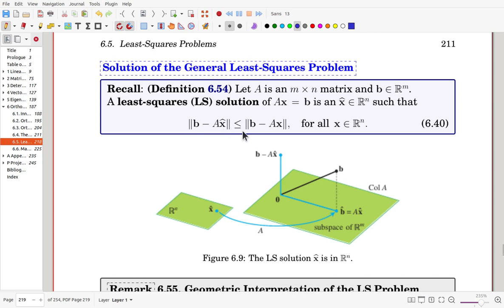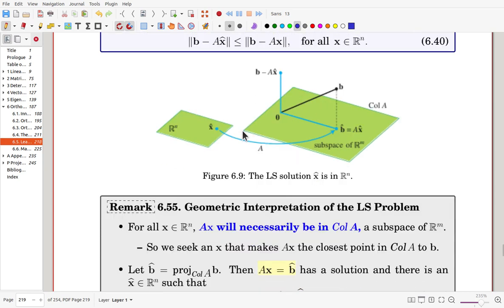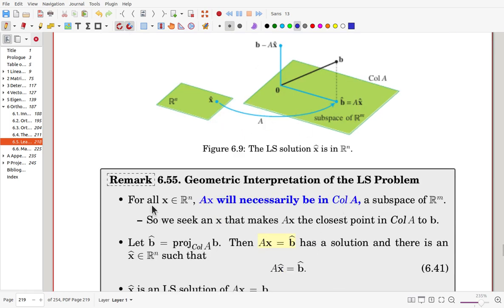We'll try to interpret this problem geometrically. Let's see the figure here. For all x in R^n, the product Ax will necessarily be in the column space of A. So we have to find an x that makes Ax the closest to b. We have to find the x such that the transformation by A, that is Ax, must be closest to b, and that is the least squares solution.